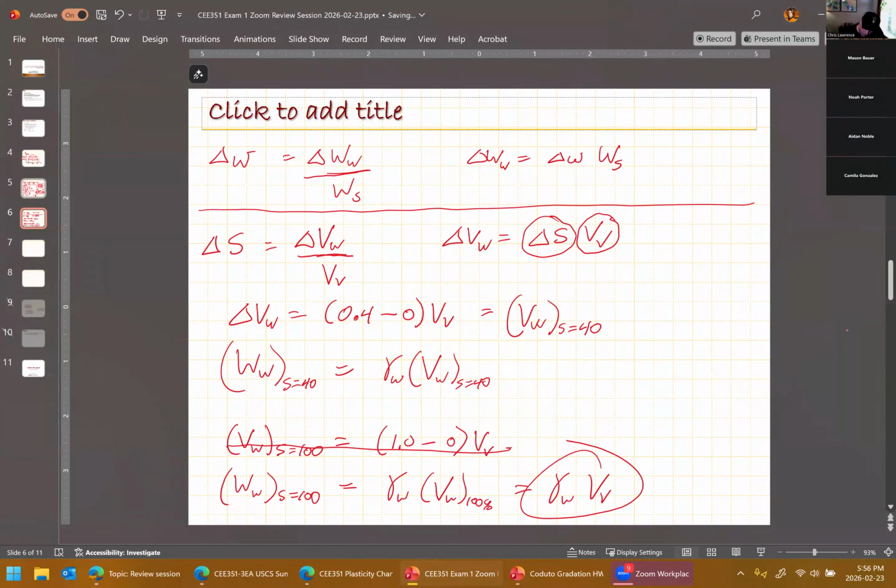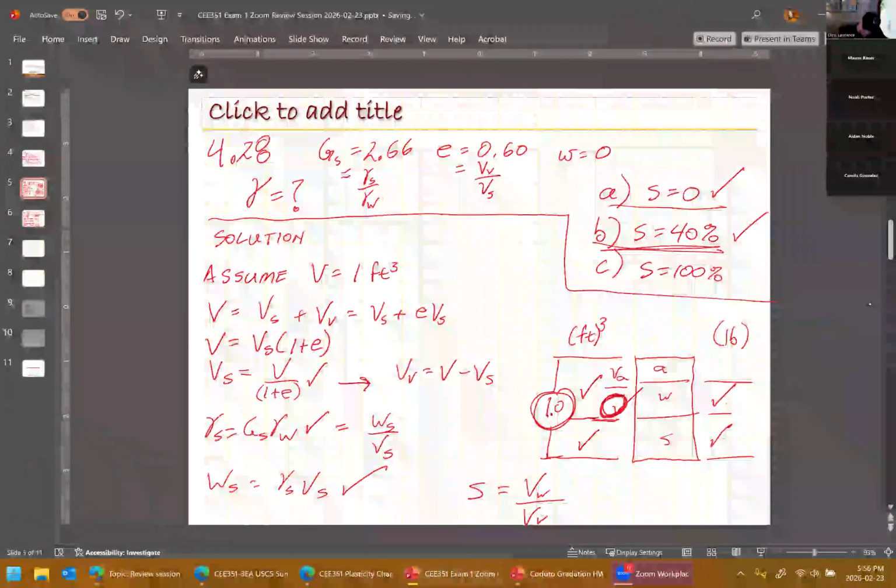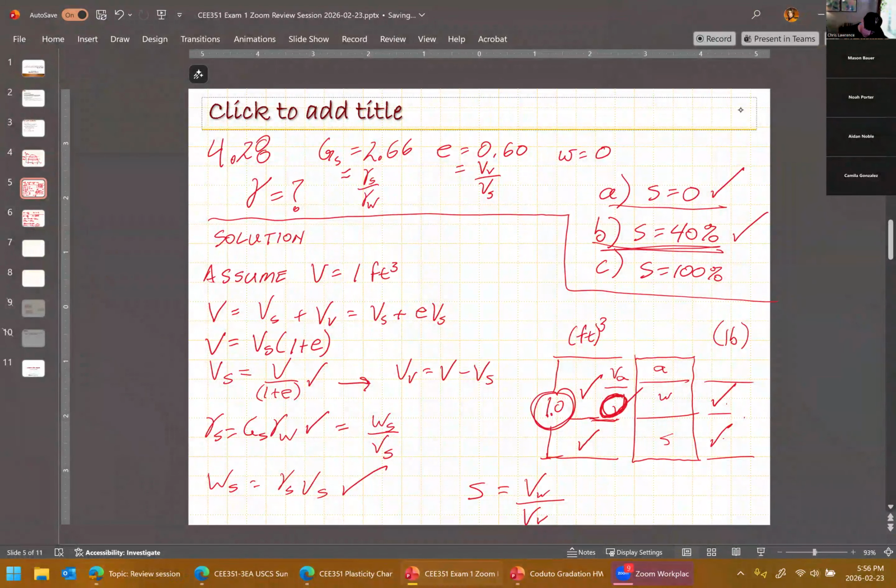So we go back here. I now know a new value for my weight of water, and therefore the new value if it was 100% saturated for the total weight. So if I now have the new total weight and the same old volume that it's always been, I now know the density.